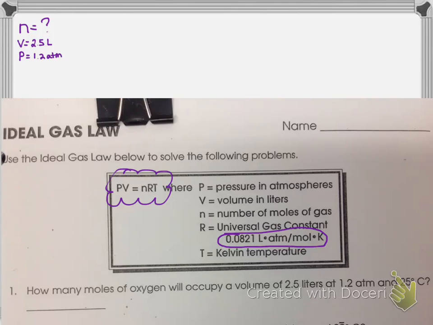And 25 degrees Celsius. Now remember, we can't leave our temperature in degrees Celsius, so to convert that to Kelvin, we simply add 273, which will give us our temperature of 298 K. So from here, now it's very simple. We're just going to take our ideal gas law, PV equals nRT, and solve for our missing variable.